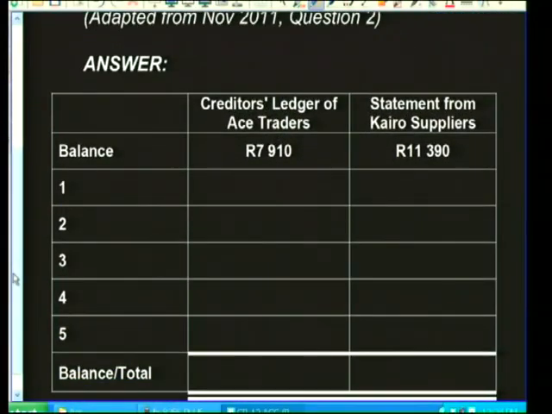There's our balance. The balance, we are saying, we are owing you guys 7,910. They are saying, no, sir, you are owing us 11,390. Obviously, something needs to be reconciled.